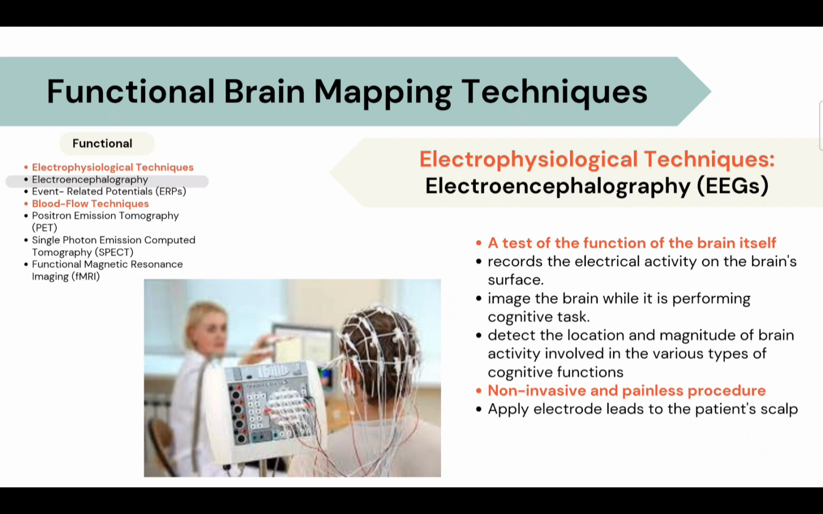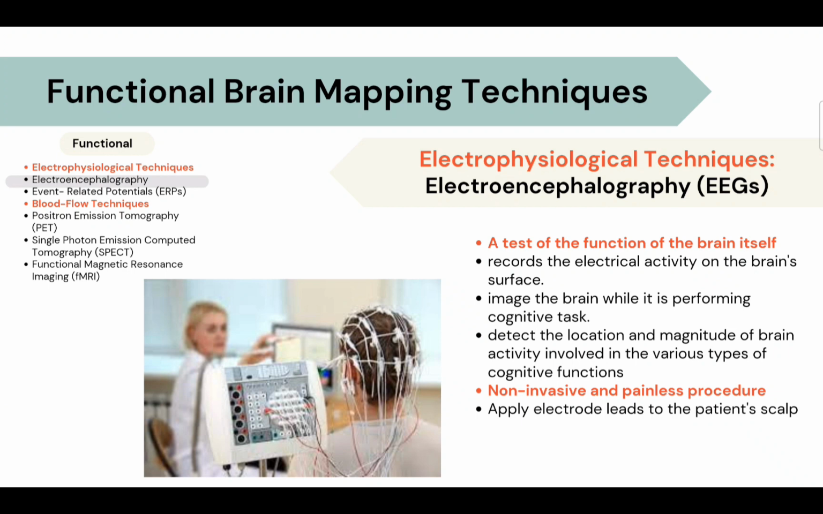So the first one we'll cover from the electrophysiological techniques is electroencephalography, the EEG. It is a test of the function of the brain itself that records the electrical activity on the brain surface and images the brain while it is performing cognitive tasks. So these techniques detect the location and magnitude of brain activity involved in various types of cognitive function. It's a very non-invasive and painless procedure because the person will only apply electrode leads to the patient's scalp.